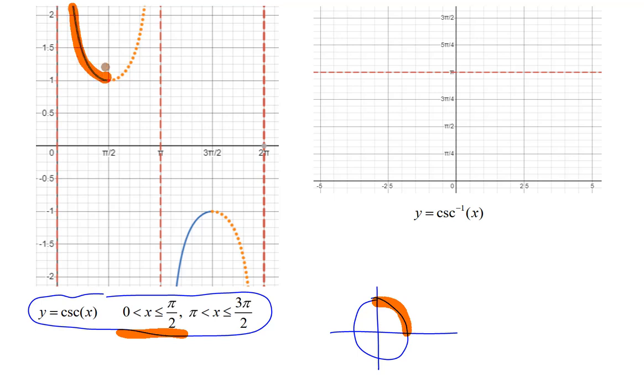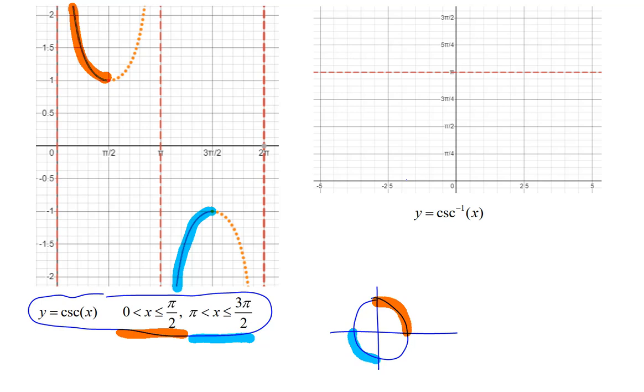And then the other piece we're going to use here is pi to 3 pi over 2. And again, on the unit circle, that would be really quadrant 3. And so that uses the other portion of the graph here, but when clipped, we're grabbing portions that are one-to-one for our purposes of creating an inverse that is a function.